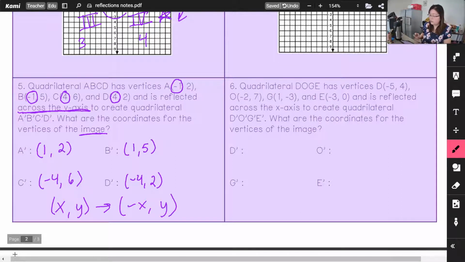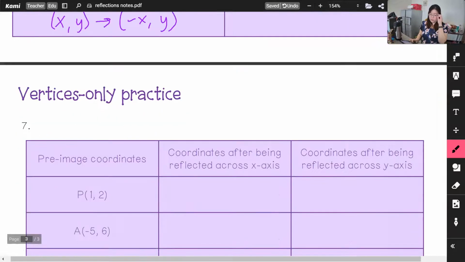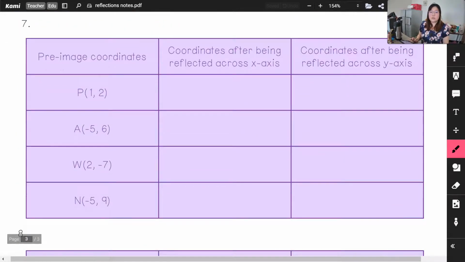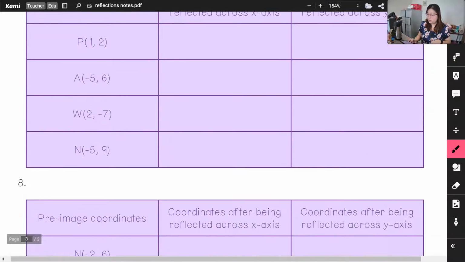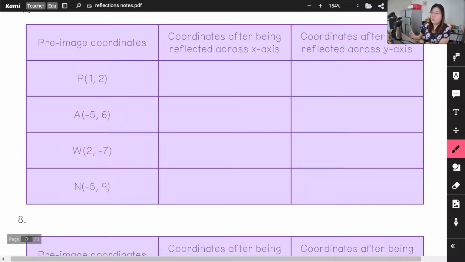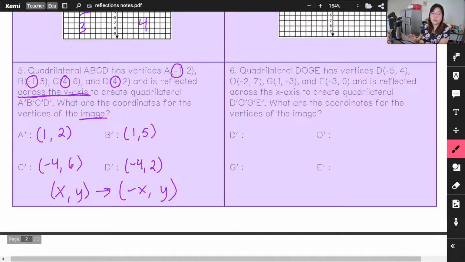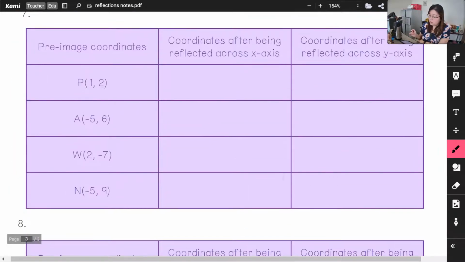Okay, so I want you to do number 6 on your own with quadrilateral Doge, reflecting across the x-axis, same steps. Okay? You got this. Okay, last we have this vertices only practice. So I'm going to do the first table with you so you can kind of see how we're supposed to go, and then you're going to do number 8 by yourself. So this is kind of just more of what we just did with the vertices, because this is really important vertices practice.